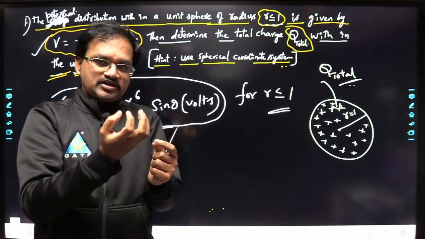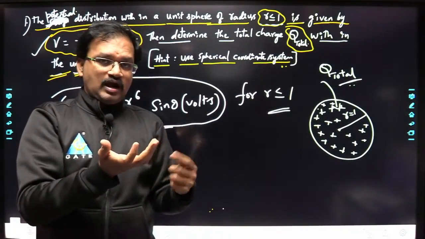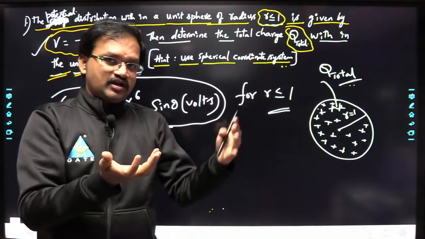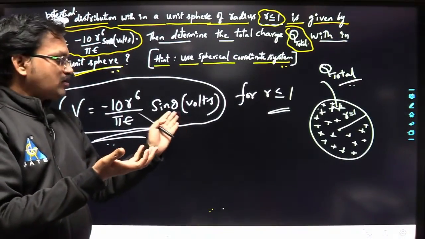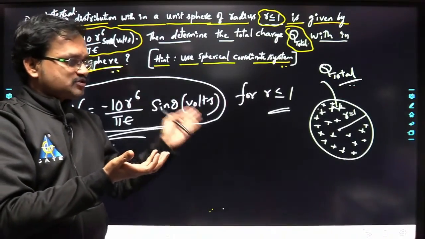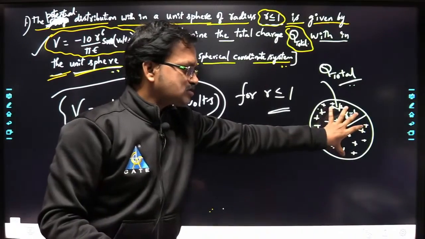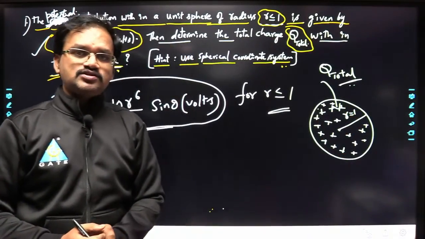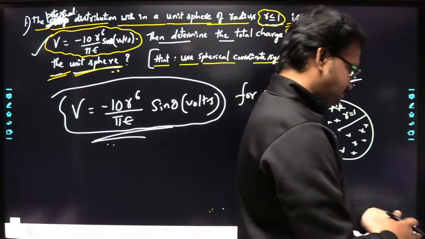Okay, so that potential is also distributed throughout the volume of the sphere, and how that potential is distributed is given by this function, right? They have given the potential distribution, and from this potential distribution they are asking to determine the total charge that is present within this unit sphere. So this is the question here.